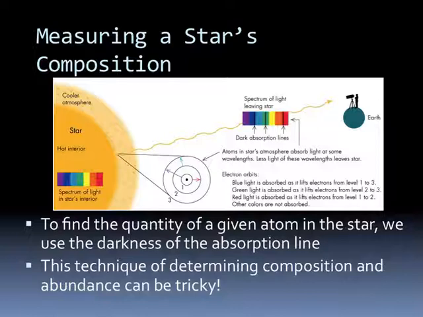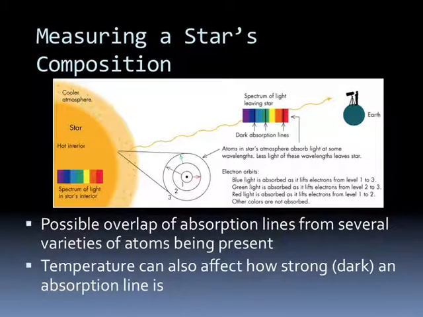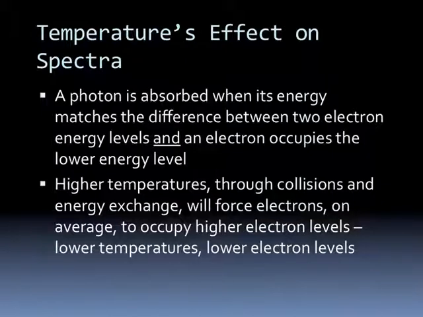This technique of determining composition and abundance can be tricky. There is possible overlap of absorption lines from several varieties of atoms being present, and temperature can also affect how strong or how dark an absorption line is. So how does temperature affect it?